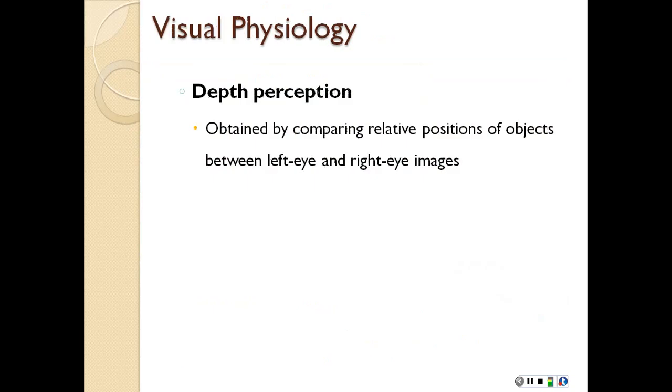Depth perception is obtained by comparing relative positions of objects between the left and right eye. So what this is explaining is that when you look at an object with 2 eyes, you can judge how close that object is to you. But if you just have 1 eye, and you all can actually practice doing this, it's hard for you to tell how close something is to you.